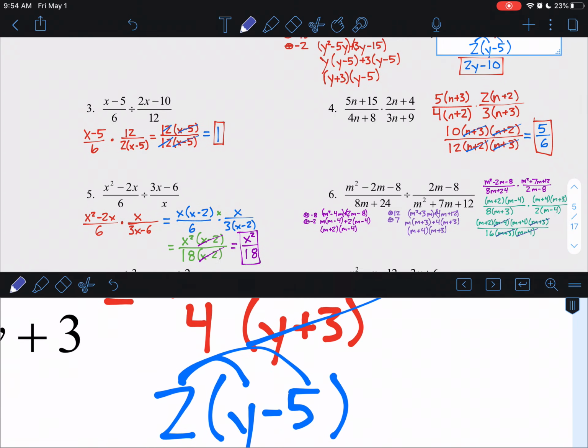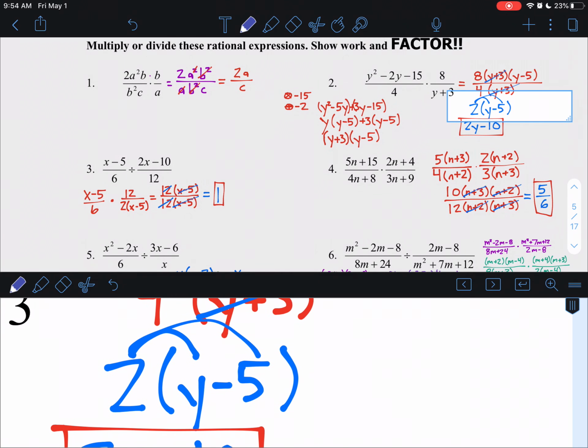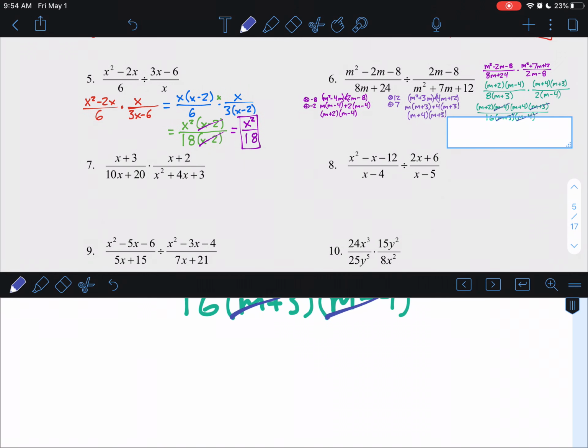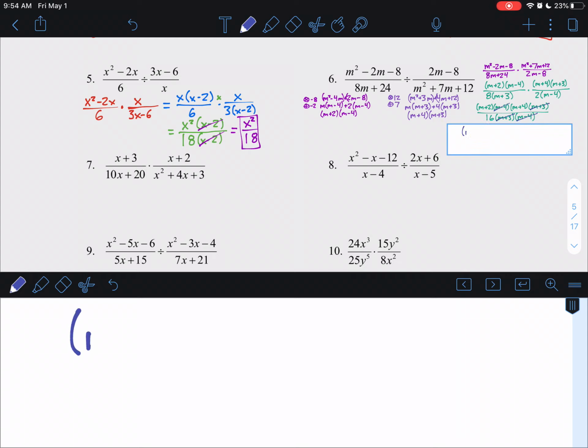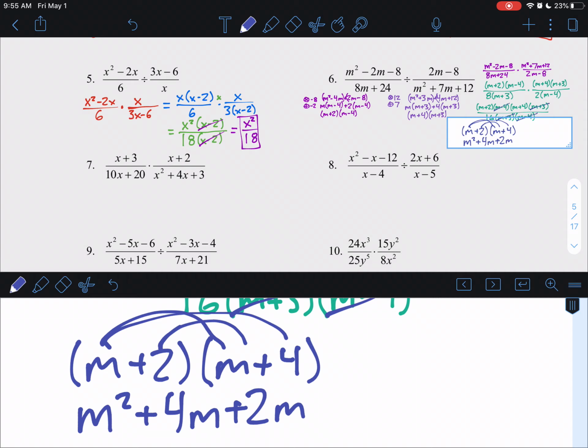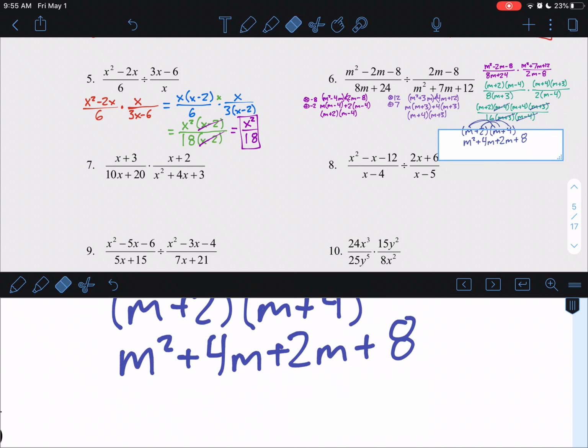So, just like with number 2, where we distributed that 2 back out, and I had to get that 2y minus 10, now I have to multiply this m plus 2 times this m plus 4. So m plus 2 times m plus 4, distribute, so I got m squared. M times 4 is 4m. 2 times m is 2m. 2 times 4 is 8. Combine like terms. That 4m plus 2m is 6m.